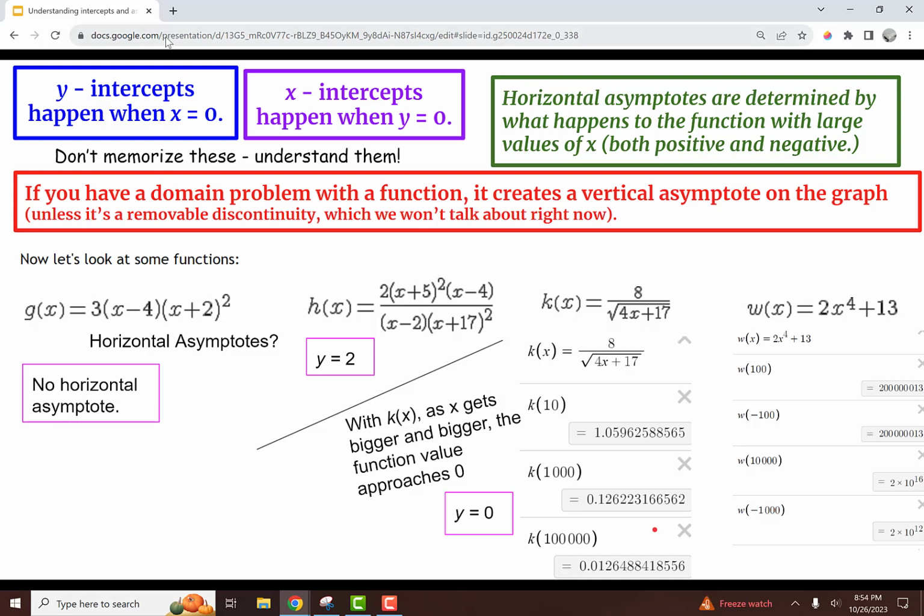It's getting closer and closer and closer to 0, where the one on the right, w, if you look, this is actually quite large. This is quite large. This is even bigger. This is even bigger. It's not leveling it off at all. There's no horizontal asymptote there.